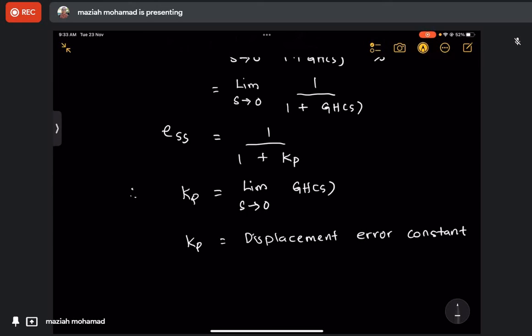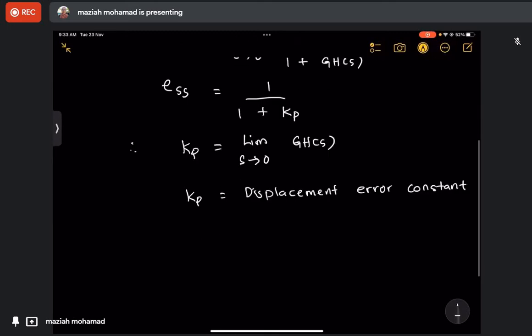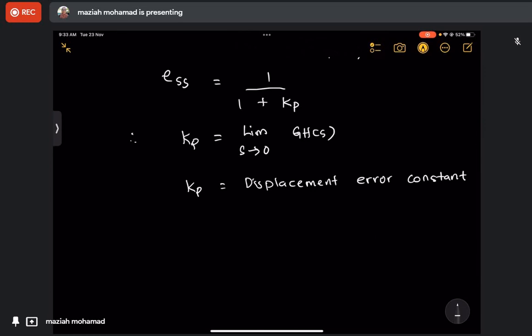You need to determine the open loop transfer function of the system, and then apply limit S goes to 0 to it. It will give you some value. Let's take one example. Before this I said that it is based on the class, and I will explain that later. Let's say the open loop transfer function of a system is 1 over S plus 1.